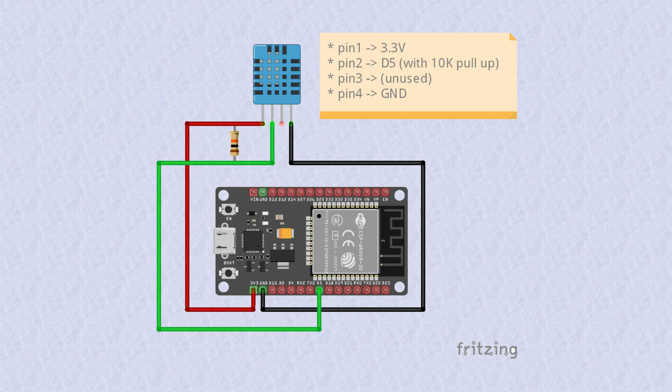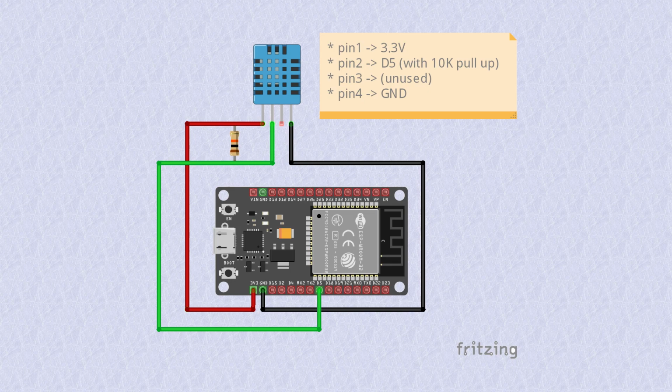Connect pin 1 of DHT11 to the 3.3 volts pin of ESP32. Connect pin 2 of DHT11 to the D5 pin of ESP32. A pull-up resistor of 10K is needed, which should be connected between 3.3 volts and D5. Finally, connect pin 4 to the ground pin of ESP32.